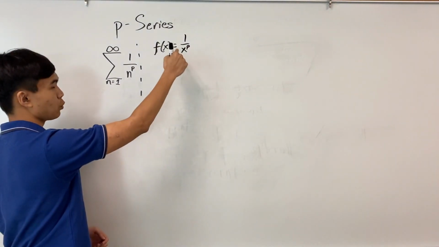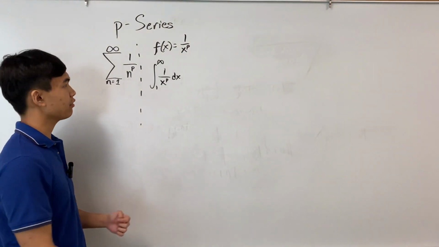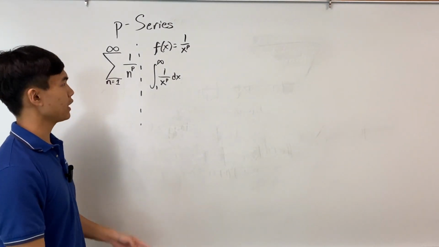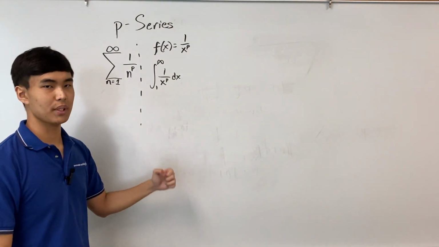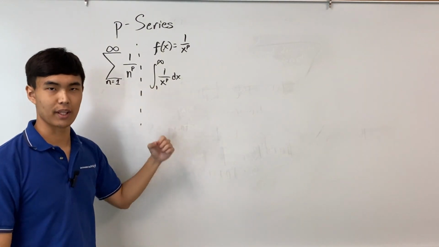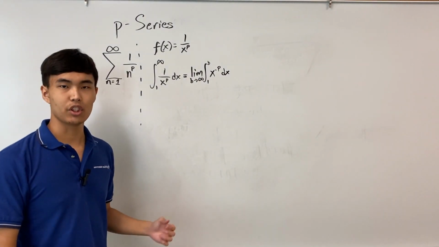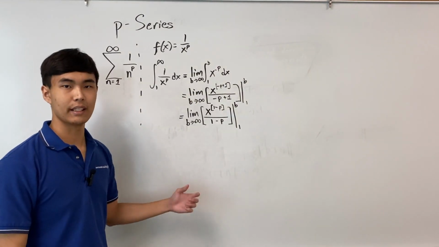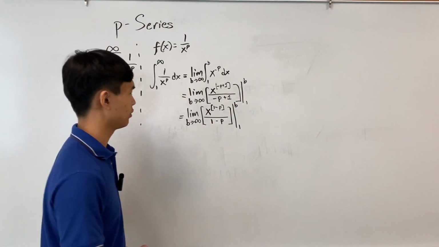So our function is 1 over x to the p. We're integrating from 1 to infinity of 1 over x to the p dx. I'm going to begin by writing this as x to the negative p and making the integral proper with the limit, like so. And using the power rule, we get this, which we can rewrite as this. And now we're going to evaluate from 1 to b, like so.